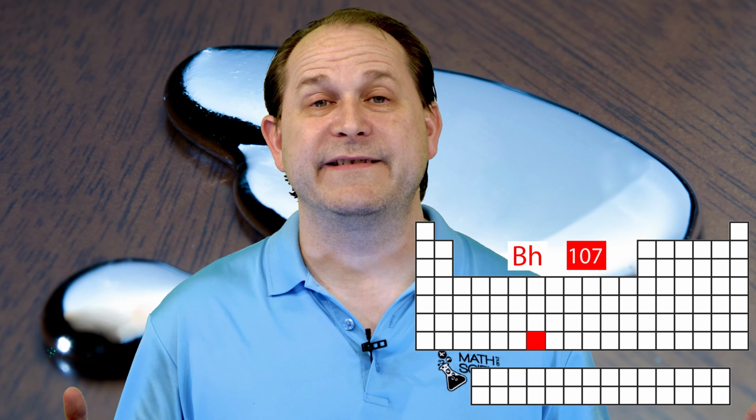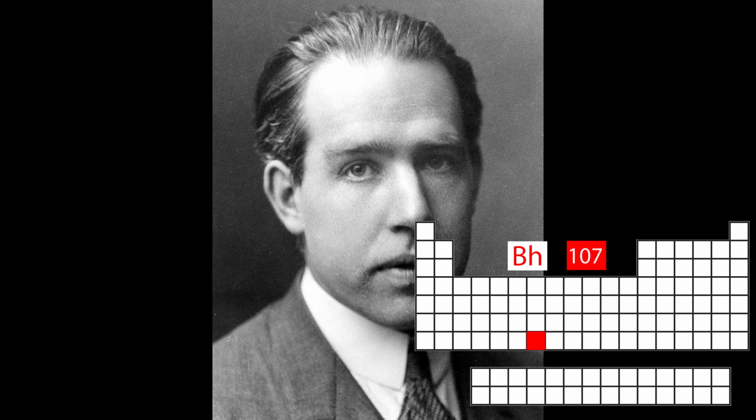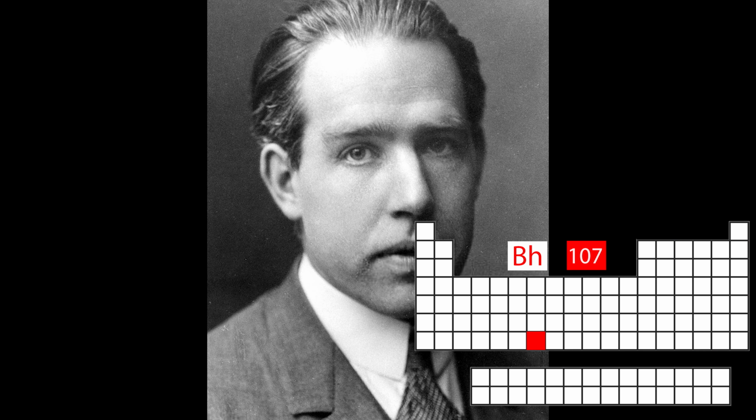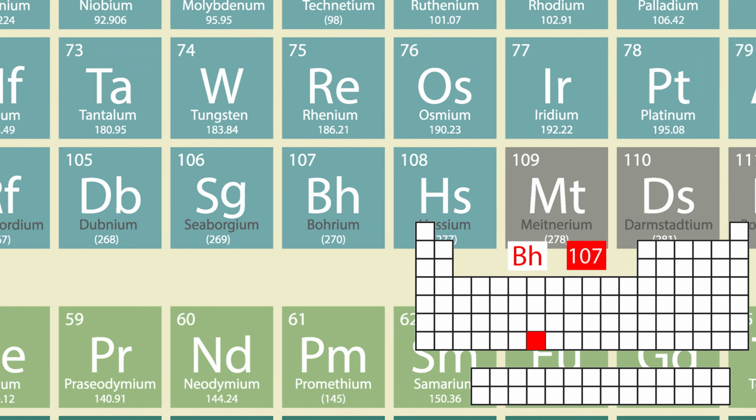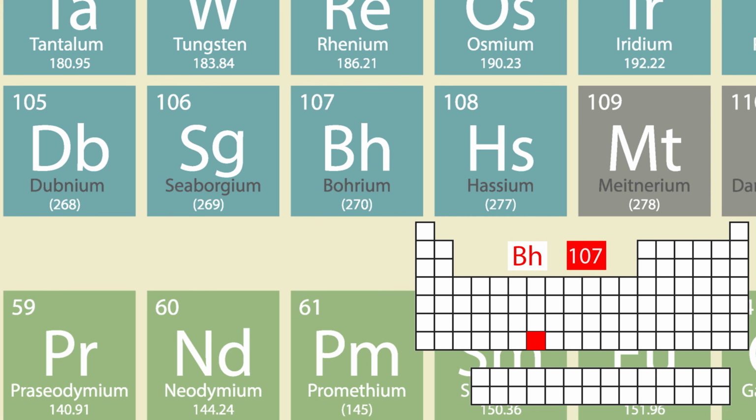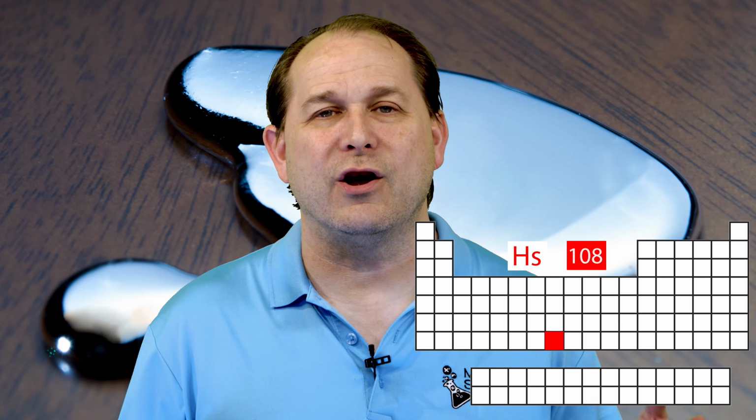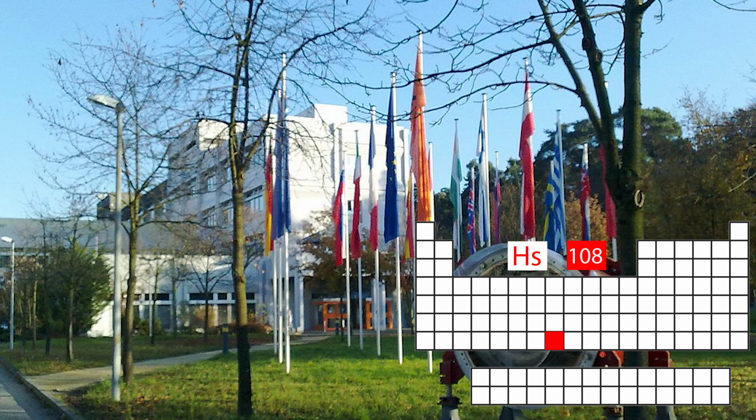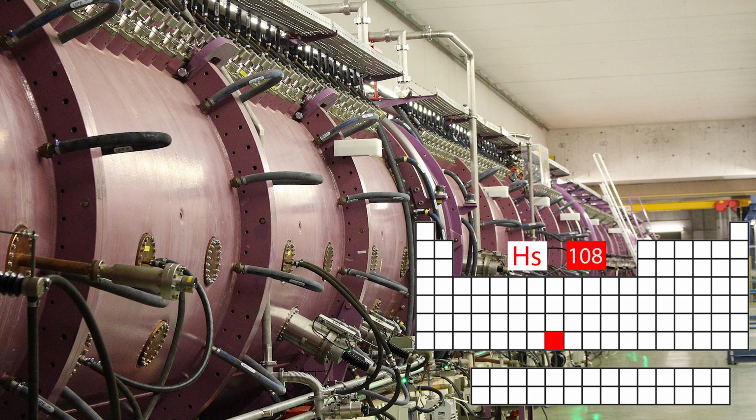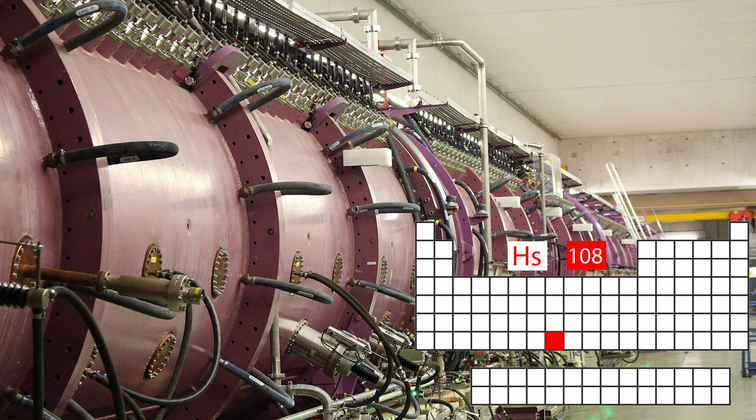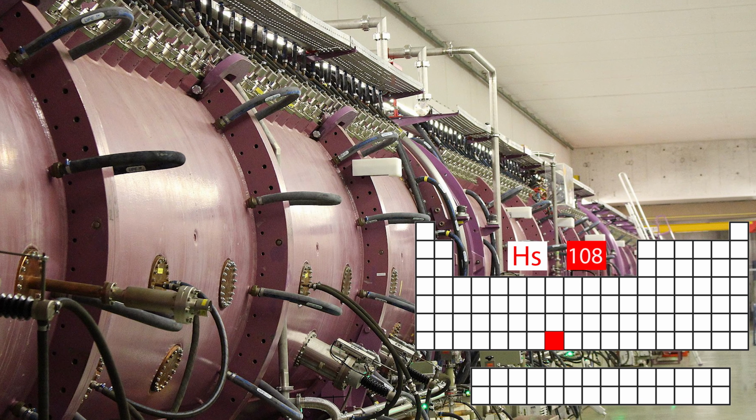Element number 107 is called borium, named after Niels Bohr, one of the fathers of quantum mechanics. Here's a fun fact, only a few atoms of borium have ever been produced and observed. Element number 108 is called hafnium. It's named after the German state of Hesse. Interesting fact, despite its position on the periodic table, early experiments suggest it might be a gas at room temperature.